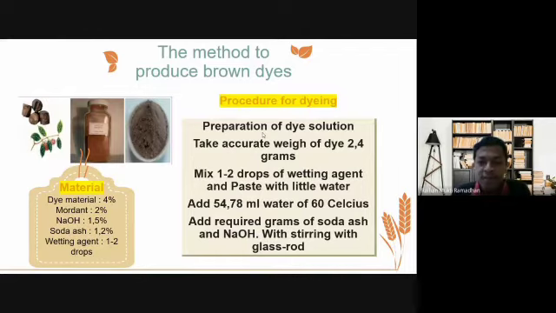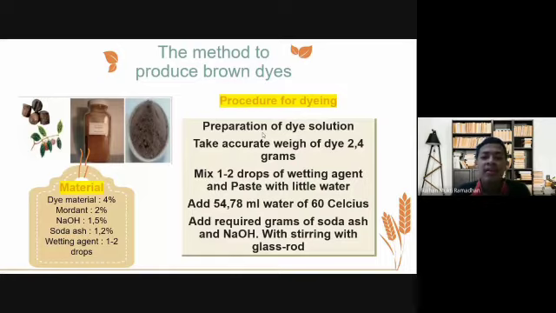The next is the procedure for dyeing. Preparation of dye solution. Take an accurate weight of dye, 2.4 grams. Mix 1 to 2 drops of wetting agent and pass with a little water. Add 54.78 ml of water at 60 Celsius. Add the required grams of soda ash and sodium hydroxide, stirring with a glass rod.